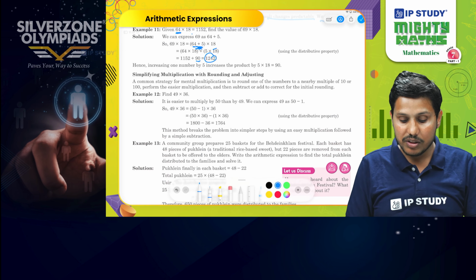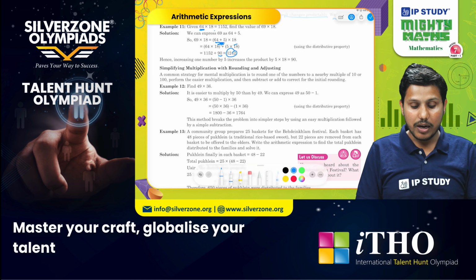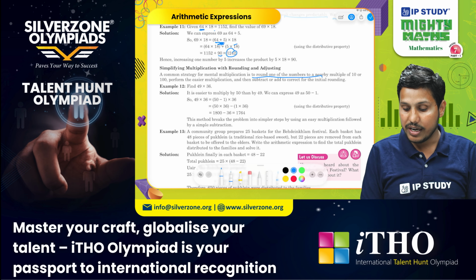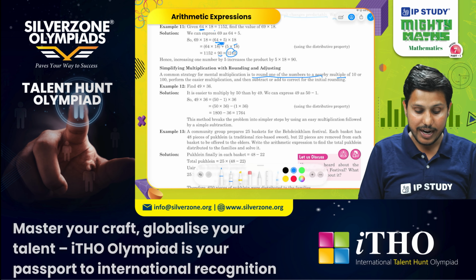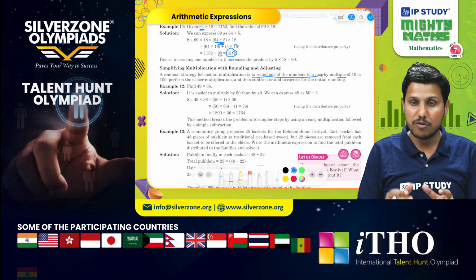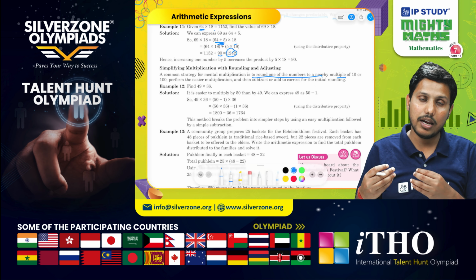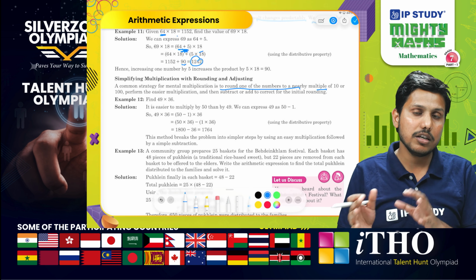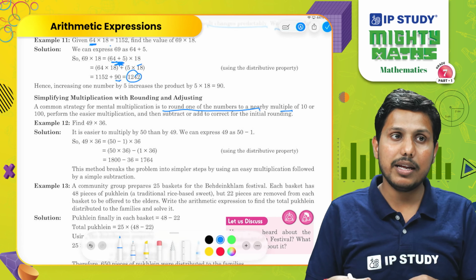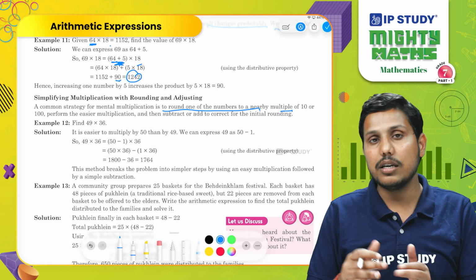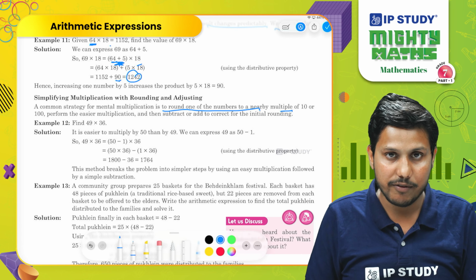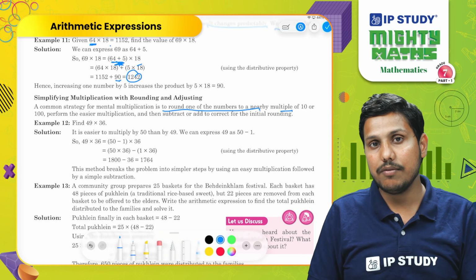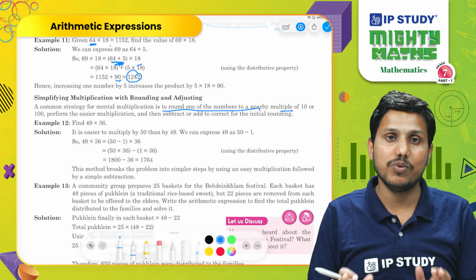Simplifying multiplication with rounding and adjusting. A common strategy for mental multiplication is to round one of the numbers to a nearby multiple of 10 or 100. Like if you have to multiply 49 and 36 together, we can write 50 minus 1 instead of 49, and then multiply 36 with 50 and 36 with 1, and then subtract their values. So it helps us to easily identify the values first, and then we can add or subtract based on the situation given to us.